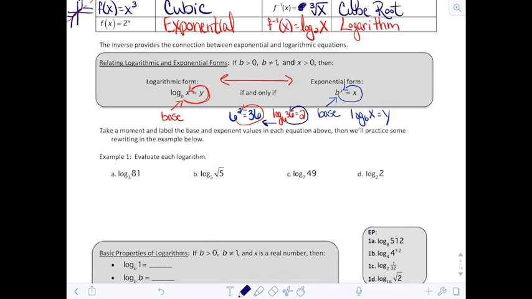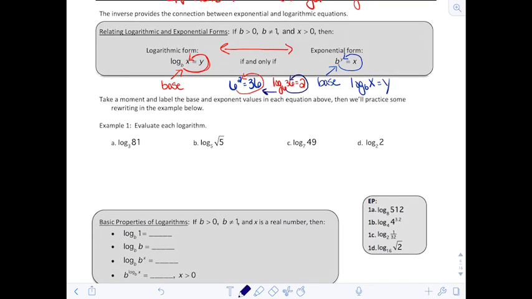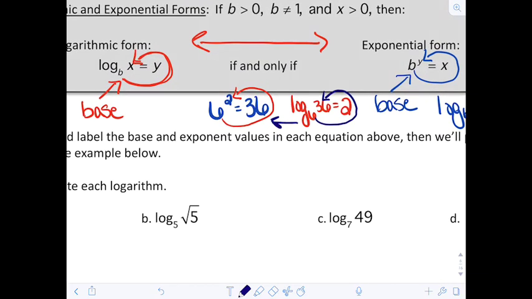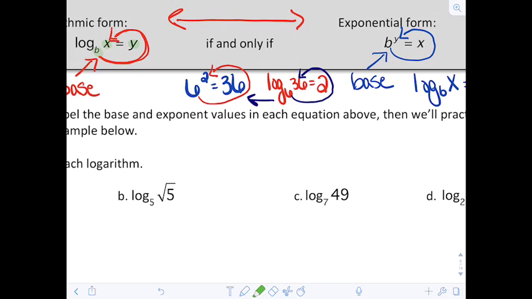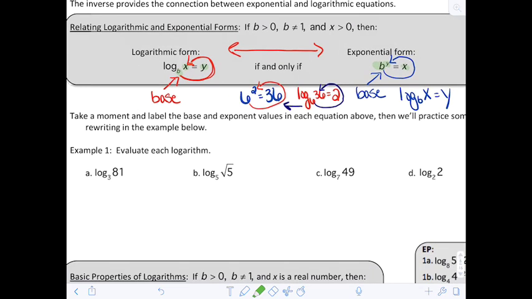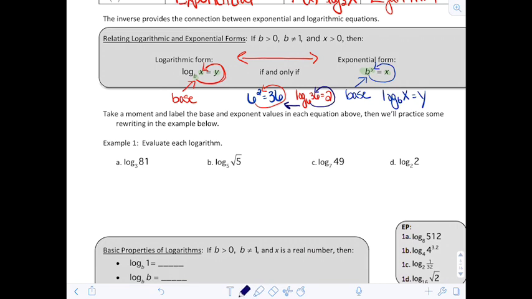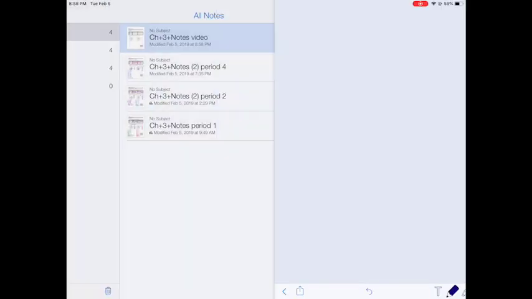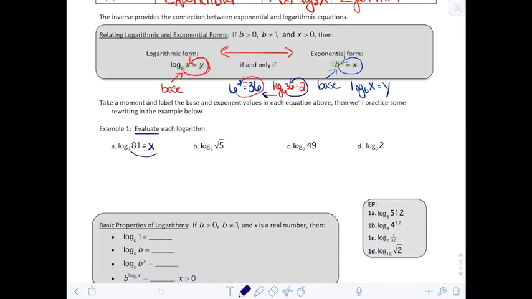So in example 1, evaluate each of these logarithms. We have the log base 3 of 81. Well, if you notice back up in the algorithms up here, you have 3 parts. You have a b, an x, and a y. And in the exponential, a b, a y, and an x. 3 parts. But with the log base 3 of 81, we only have 2. So when we're trying to find the value of, and we don't know it, we're going to set that equal to x. So if we write this now as an exponential function, we would have 3 to the x equals 81. 3 to the x power equals 81.